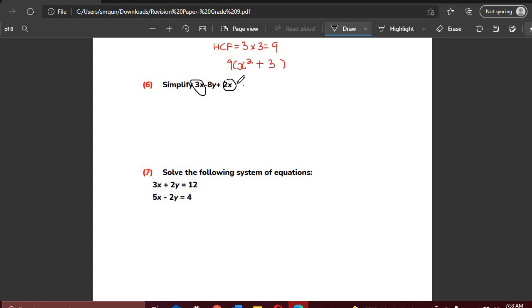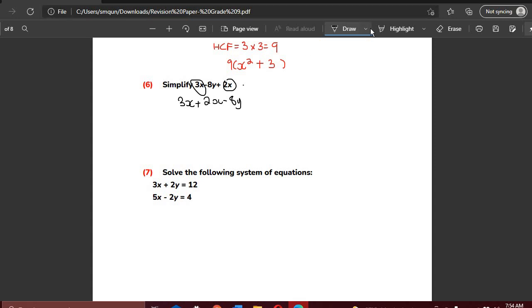Okay, so what do we do after we identify the like terms? We're going to write them beside each other. Okay, so I'm just rewriting the same expression, but I am writing the like terms beside each other. Okay, after you do that, you're going to go ahead and combine your like terms. So to combine your like terms, that means you're going to either add or subtract their coefficients.